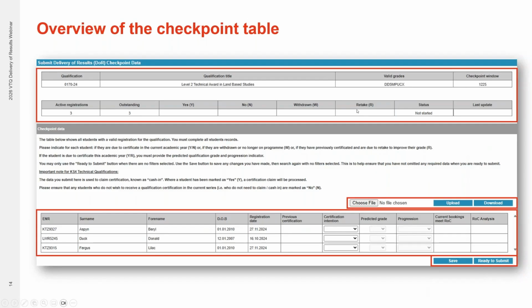So when a student has previously certificated and they're retaking, you will mark them as retake on certification intention, and that will show up in this column here. The status here says not started because we've not yet started to input this data. And the last update is blank at the moment because we've not started to input this. But down here as well, you've got options to save and submit the data when you've inputted it on the screen here. You can also input the data by downloading and uploading a CSV file into Wallgarden, but I'll show you that in a lot more detail later on when we get onto Wallgarden itself.